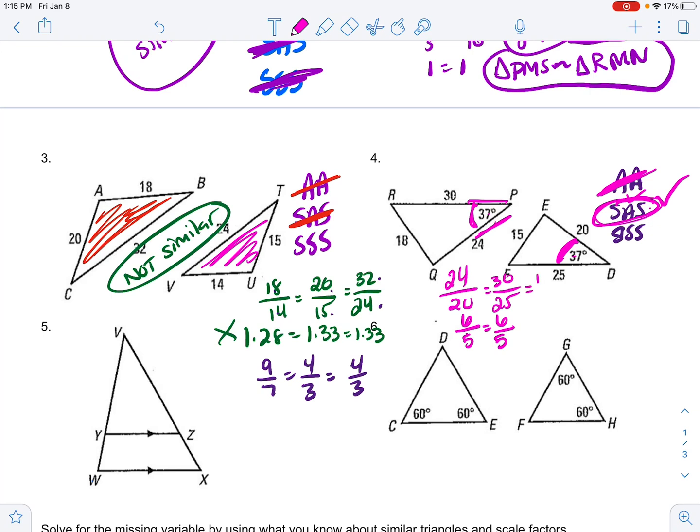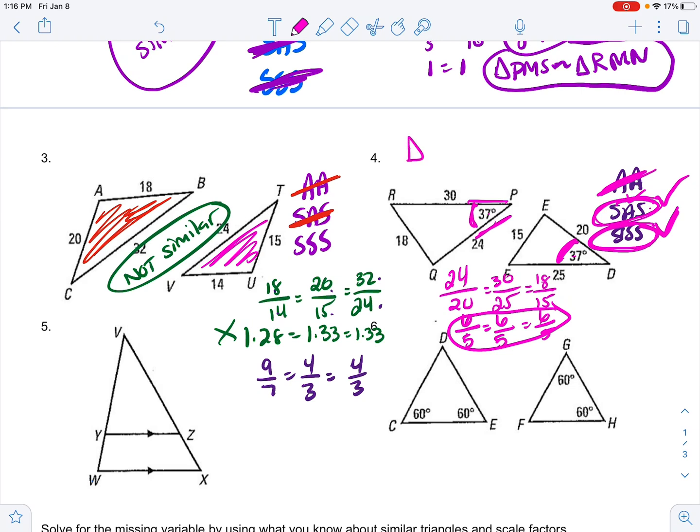Or we can go ahead and set up that third proportion, so the 18 over 15. And if I simplify that, 18 and 15, I can pull out a 3 to get another 6 over 5. All three of those are the same, so we can also say they're similar by side, side, side. So either one of those could have been answers.